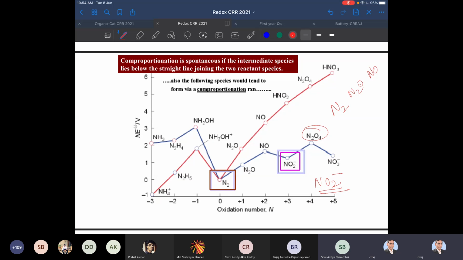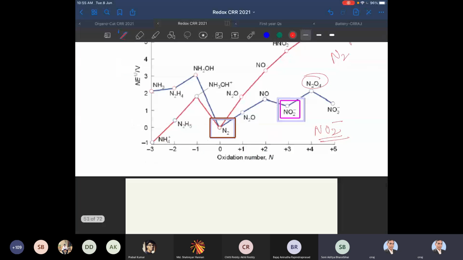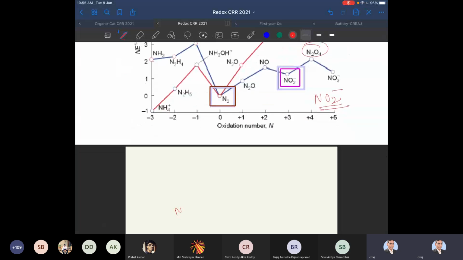No, your question is different. Which couple you are talking about? N2, N2O and NO. These three species. Yeah. I got it. Your doubt is that I have N2 and N2O and NO. Say, for example, this species, if it is here, it is here. Yeah, this is what you're asking about, right?